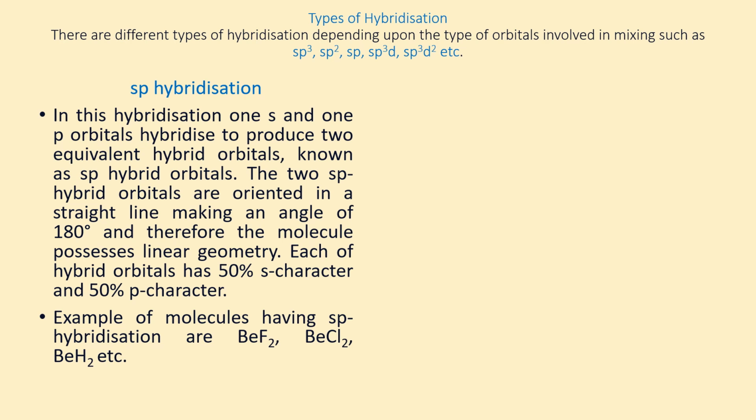Let us consider the example of BeCl2. The ground state electronic configuration of Be is 1s2, 2s2.